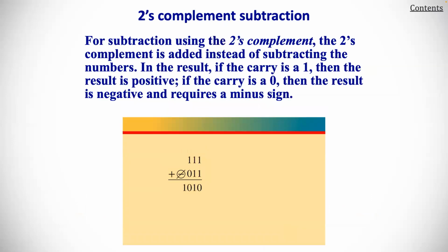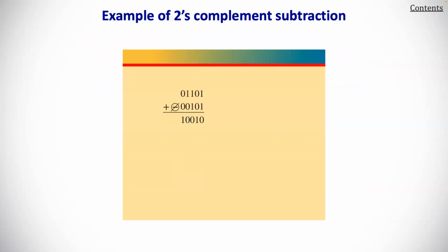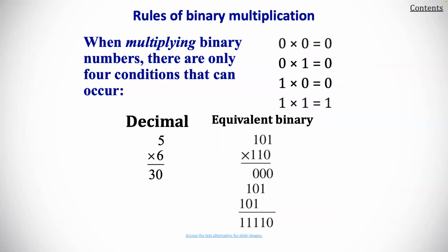2's complement subtraction: for subtraction using the 2's complement, the 2's complement is added instead of subtracting the numbers. In this result, if the carry is a 1, then the result is positive. If the carry is 0, the result is negative, and it requires a minus sign. So these are some examples. I'm not going to go through that, so you can pause the video and review that at your leisure.